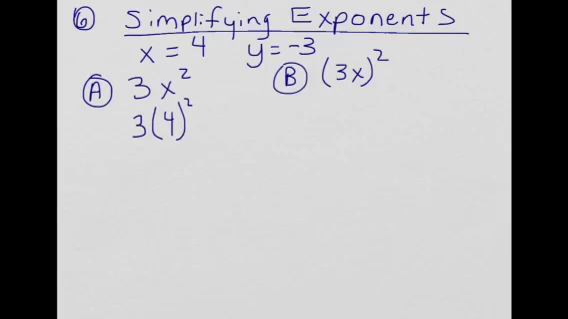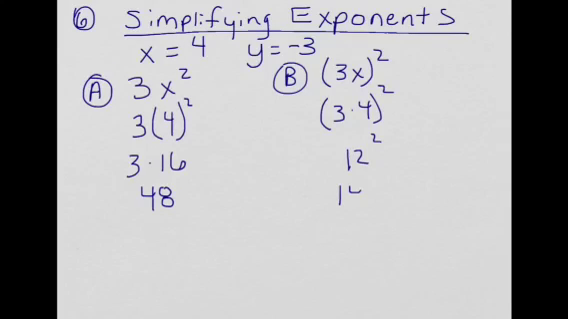So we're going to do exponents first. So 4 squared is going to be 16, and 16 times 3 is 48. Now we're going to look to see what happens when the parentheses are put around the 3 and the x. So we're going to go ahead and substitute in 3 times 4. And now we're going to do PEMDAS, which says do the parentheses first, which is 12 squared, which is 144.